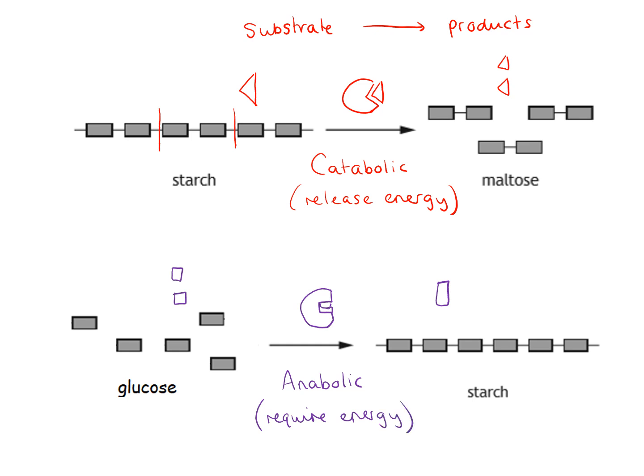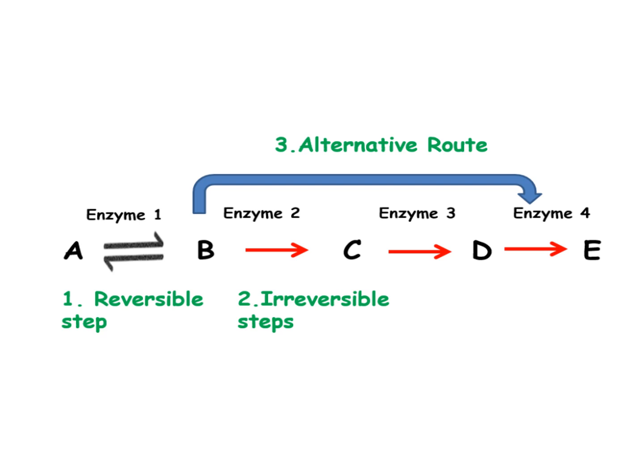Okay, so catabolic reactions release energy. We're taking a large substrate, breaking it down into a small product. And anabolic reactions, we're taking small substrate, building it up into a big product, that requires energy. So when we're thinking about metabolic pathways, we're thinking of several enzyme reactions happening one after the other. And we can see that here we've got 4 different enzymes and we've got various products being made along the way. We need to know that each step in this pathway is catalysed by a specific enzyme.